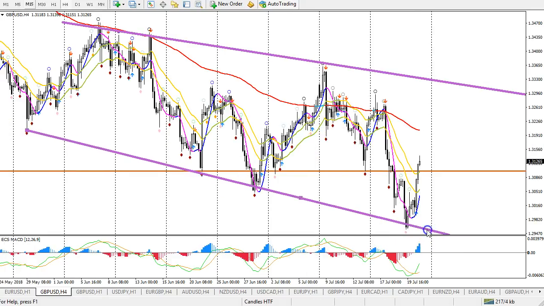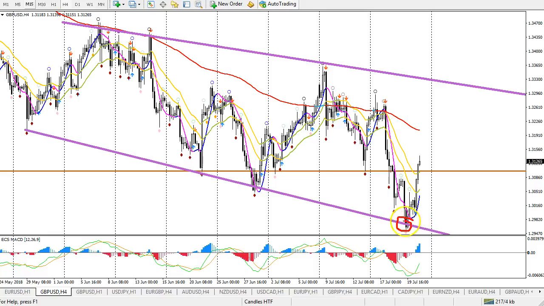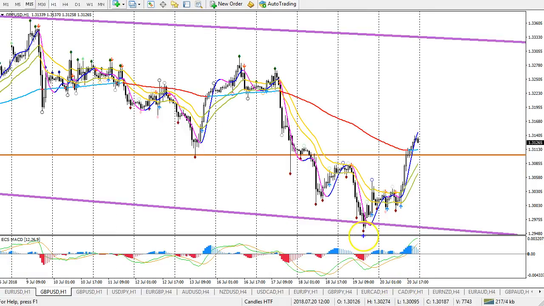And bounce off the bottom of the channel here. I think it is probably most likely scenario, right? Channel bounce, and I think we're going to see an ABC to the upside as well. I'm leaning towards that. So let's take a look at the hourly chart. Here we see probably a wave 1, 2, 3. We probably get a 4 and a 5 first.